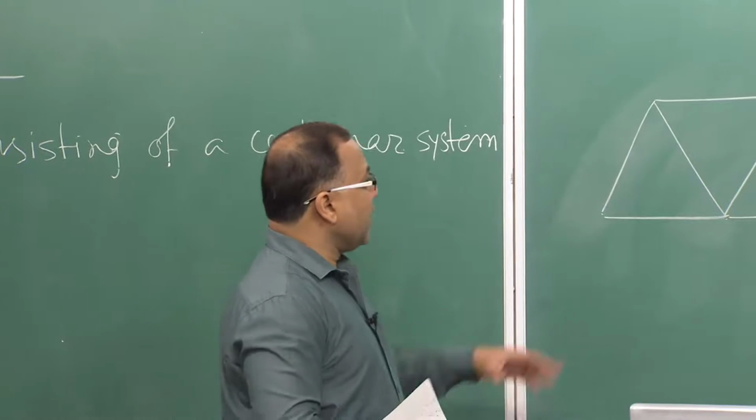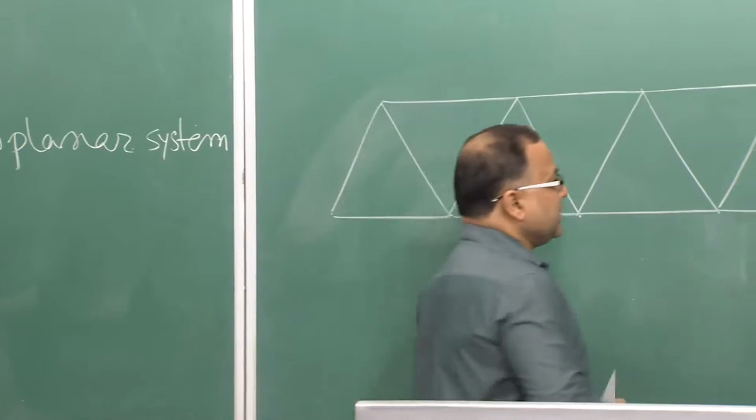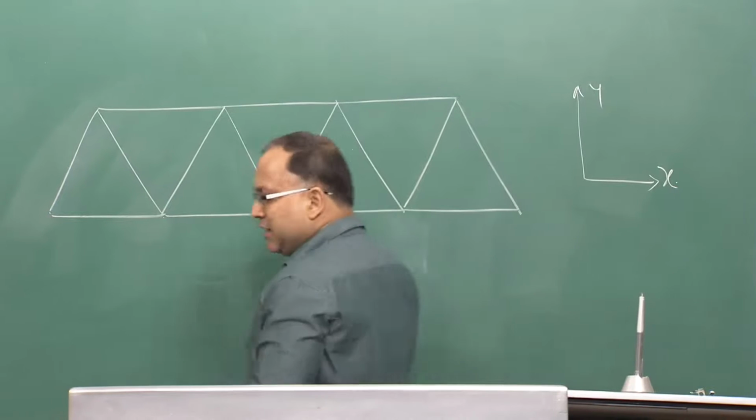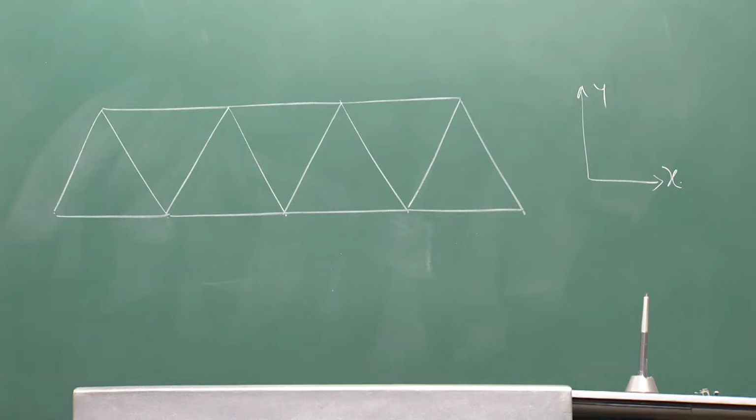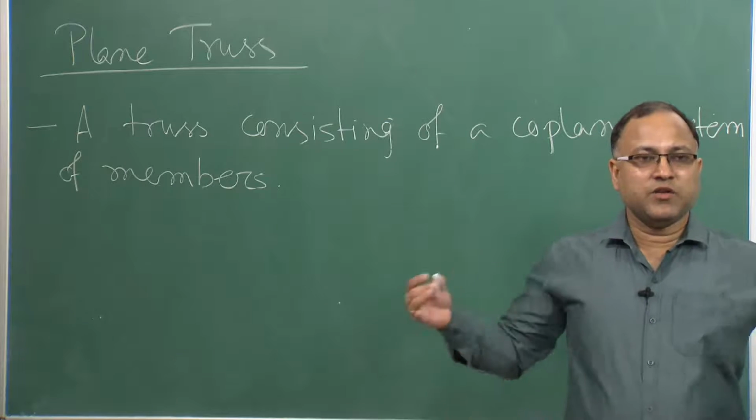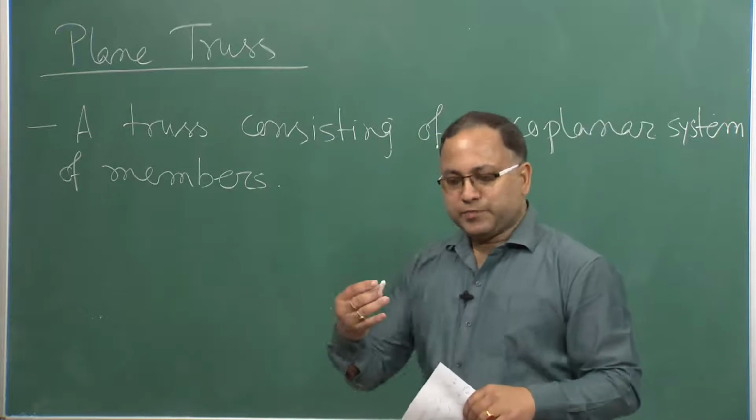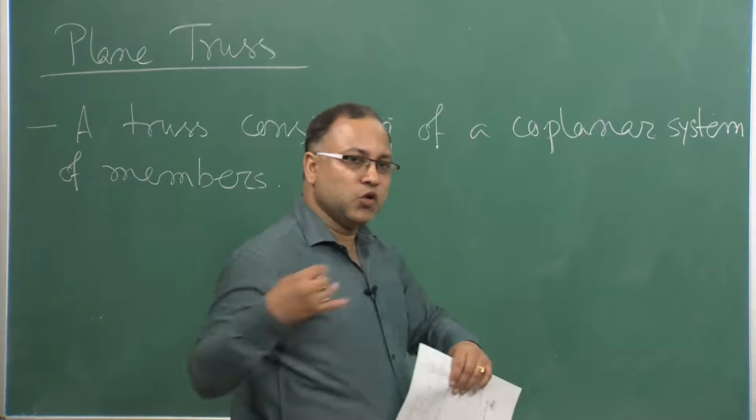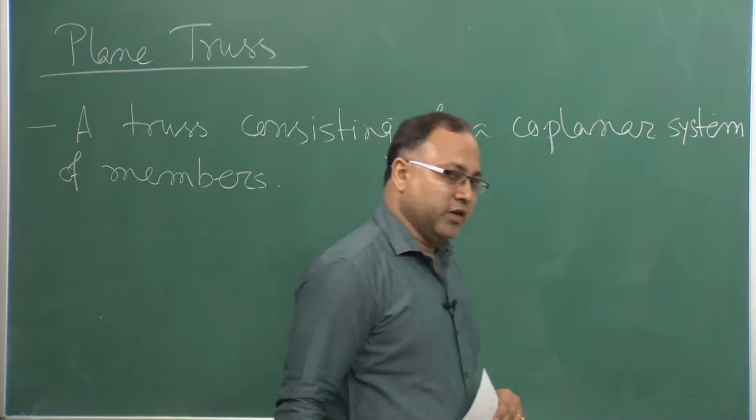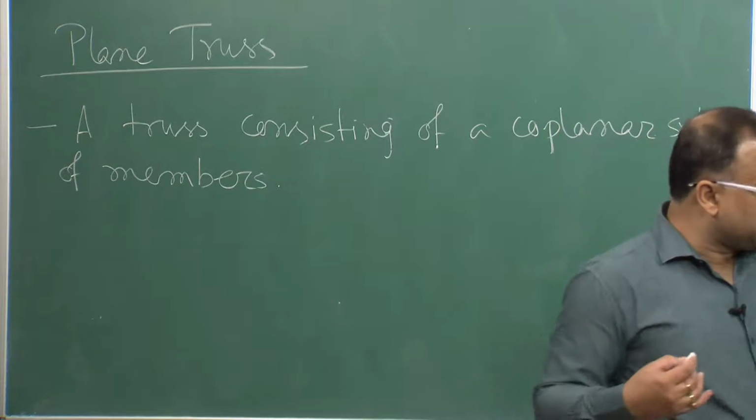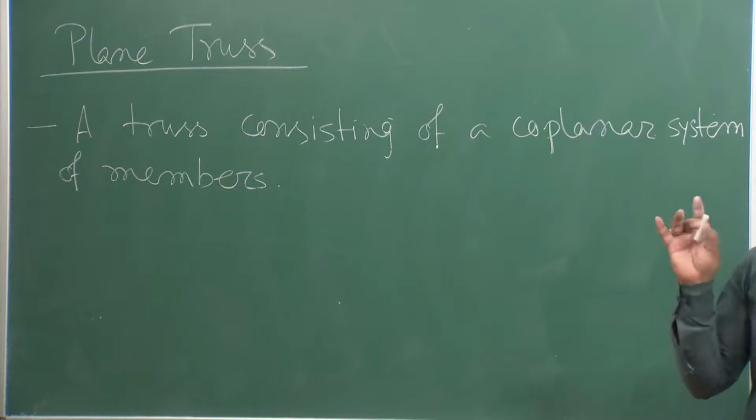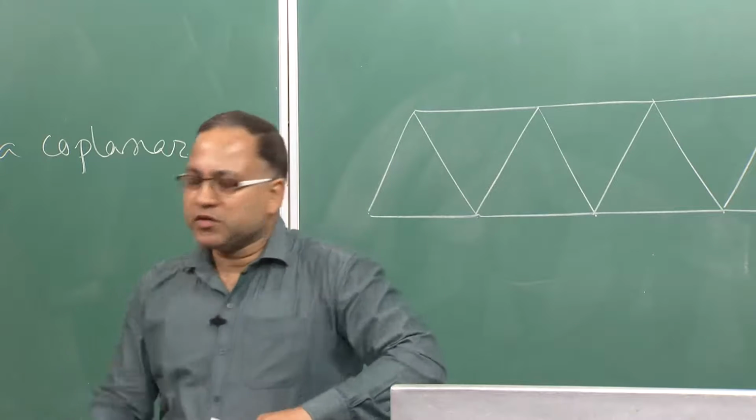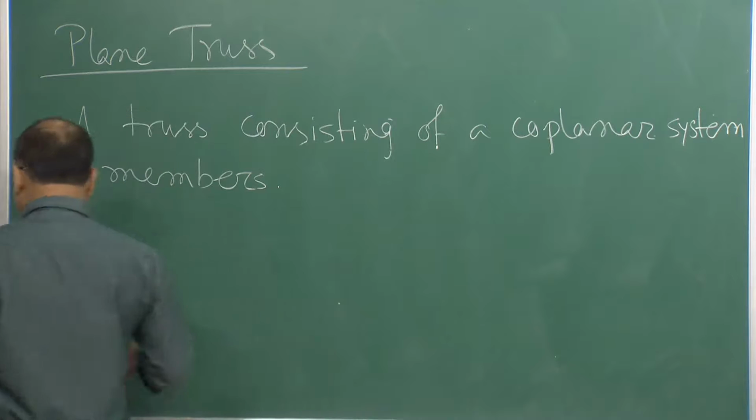If you look at this truss and if I say this is my xy coordinate system, basically in xy plane the truss is having the members. All the members are connected in such a way that it is expanding in xy plane. So, there is no z direction component or z direction members. If you have the z direction members, then that will be known as space truss, as I told you. That is not included in your syllabus.